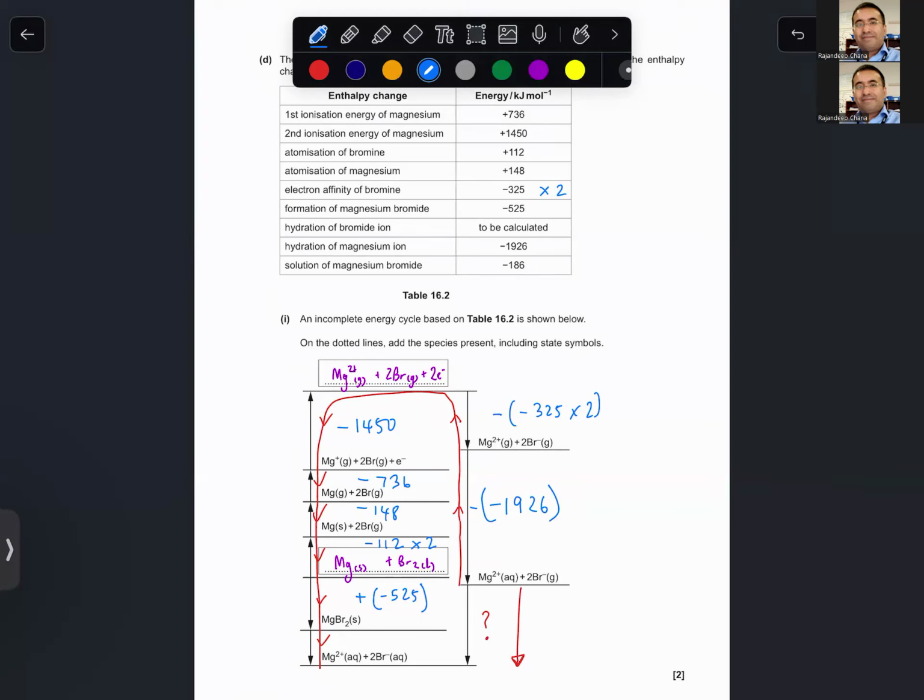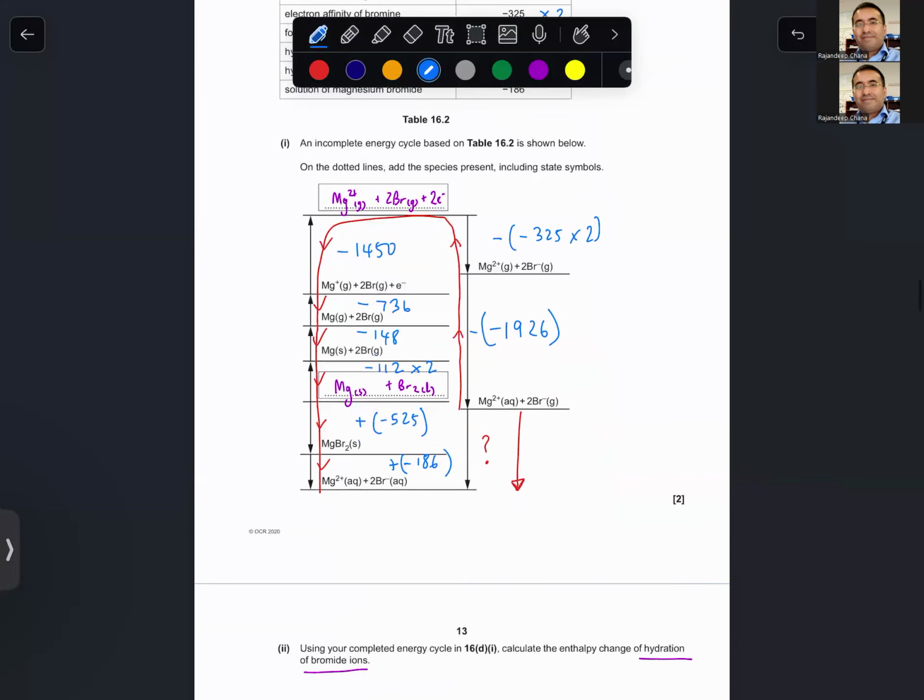Oh, solution's right at the bottom. So you're going with the arrow, so we plus minus 186. And we now just calculate this. Minus 1926, minus (325) times 2. Remember, be careful of the signs. Minus 1450, minus 736, minus 148, minus 112 times 2. Use brackets. And then plus minus 525, plus minus 186.